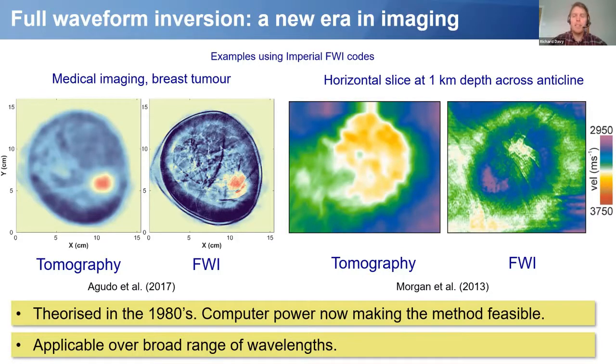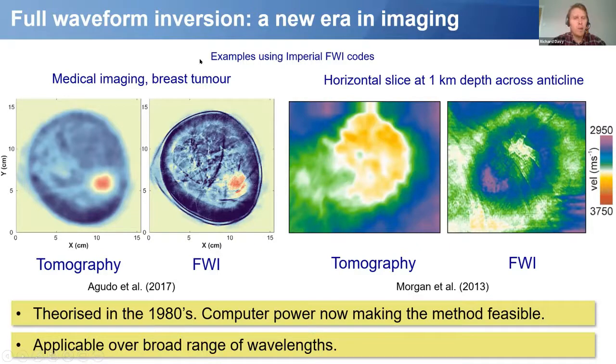However, in the 80s, the computing power required to do this wasn't available. It's very computationally expensive. And so it's only really been in the last 10 years where the computational power has started to become available and make this method more feasible, particularly within academia. That's only been really the last few years which has been really applicable. And a really good thing about the method is it's applicable over a broad range of different wavelengths. So any kind of seismic data can be used.